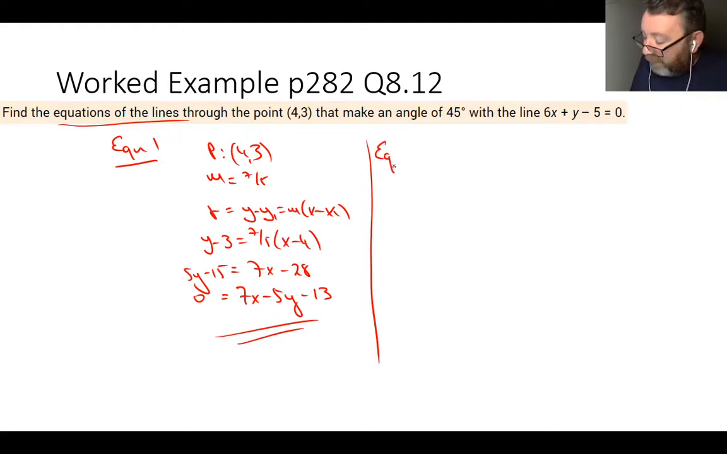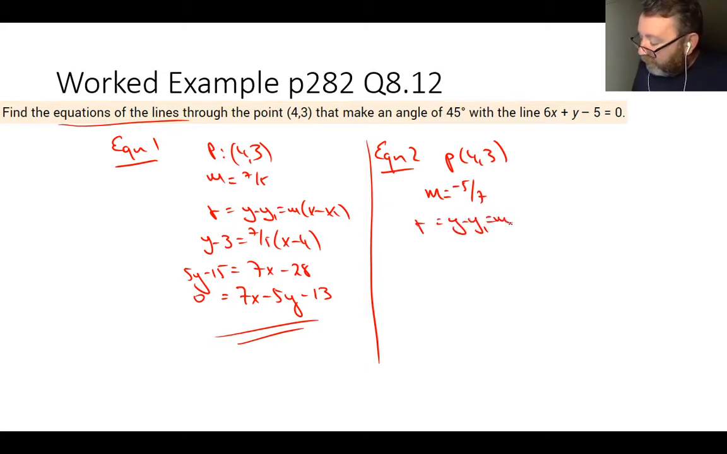Well, the second line is the same point, 4, 3, but this time it's the second of the slopes I found a moment ago, minus 5 over 7, with the same formula, y minus y1 equals m times x minus x1. Okay, again put 4, 3 in as x1 and y1, and put your minus 5 over 7 in as your slope, and then work out algebraically what the line is going to be. So y minus 3 is equal to minus 5 over 7 times x minus 4.